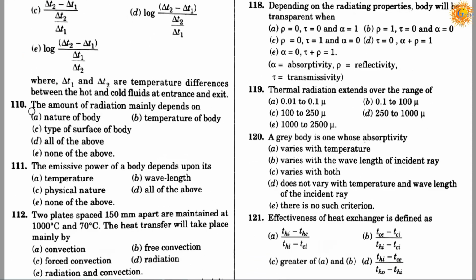Question number 110. The amount of radiation mainly depends on option A, nature of a body, option B, temperature of the body, option C, type of surface of body. Option D, all of the above. Option E is none of the above. So correct answer is D. It means the amount of radiation mainly depends on nature of the body, temperature of the body, type of surface of the body, and the answer is all of the above.